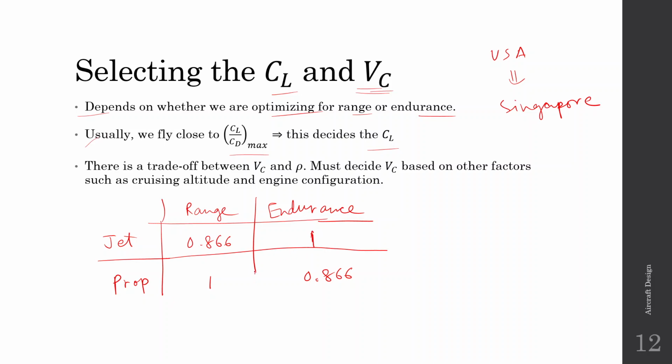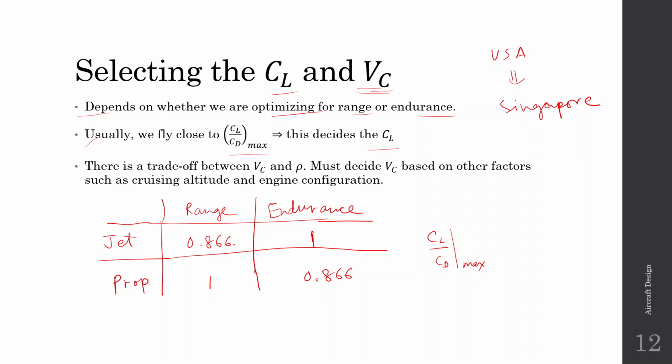So this table tells you at what fraction of CL by CD max you should fly to optimize for range or endurance. For example, if you have a jet aircraft and you are optimizing for range, then you have to fly at 86% of the CL by CD max. But if you are optimizing for endurance, then you have to fly at CL by CD max.